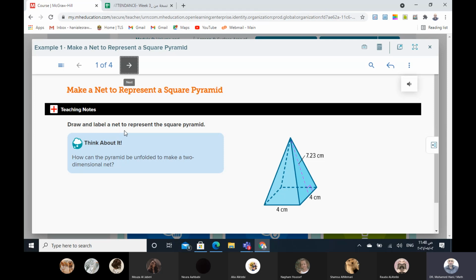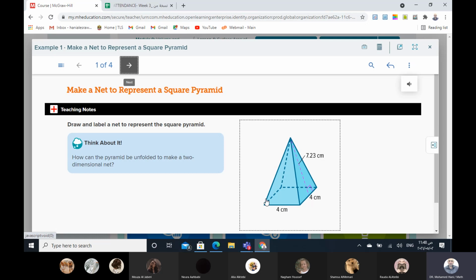Draw and label a net to represent the square pyramid. As you see here, we have a pyramid. Here is the base of the pyramid. As you see here, we have 4 centimeters, and here we have 4 centimeters. Means we have here a regular polygon, a square. Regular polygon means we have congruent sides and congruent angles inside this polygon.